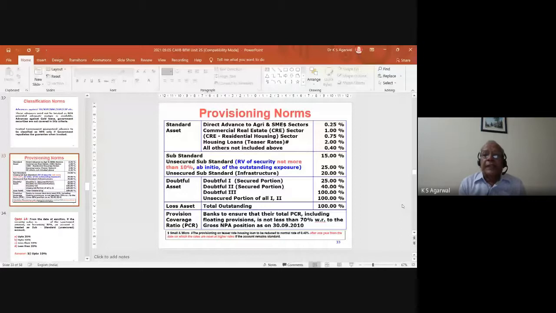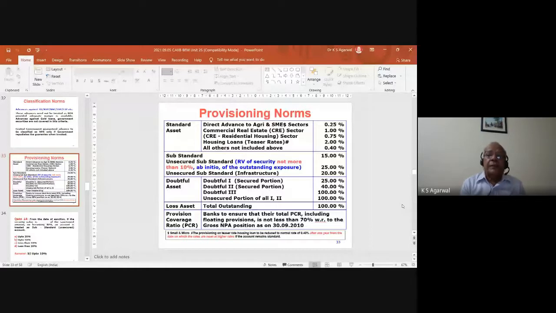Then commercial real estate sector, it is 1%. Commercial real estate, we know, hotels, shopping malls, cinema complexes, all these things fall under the commercial real estate sector. They will attract a provision of 1%. If the standard asset is in commercial real estate residential housing sector, it will attract a provision of 0.75%.